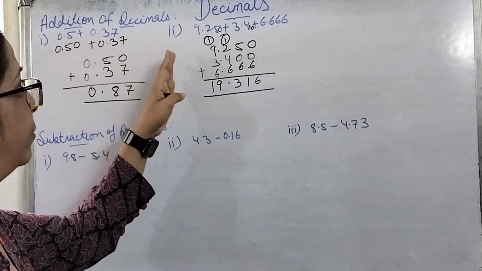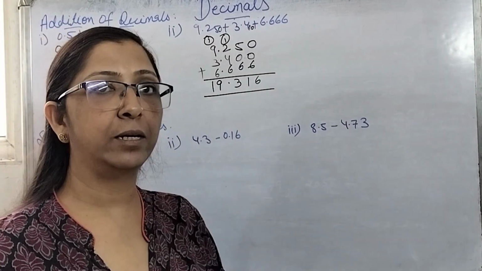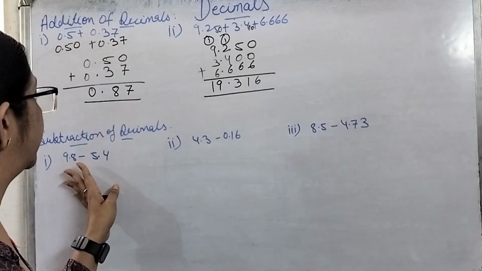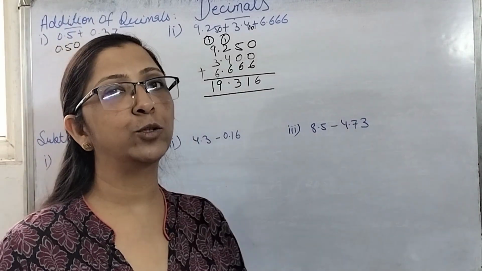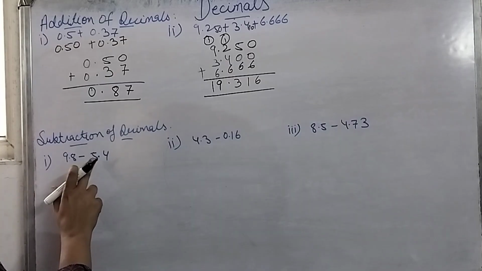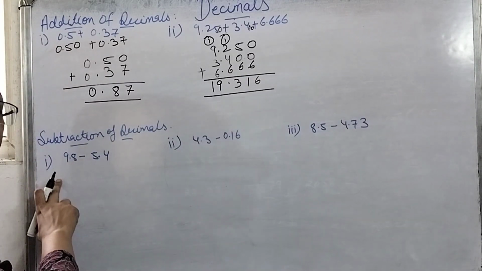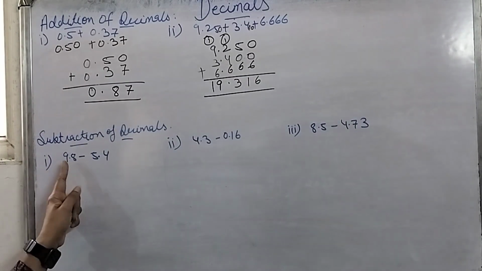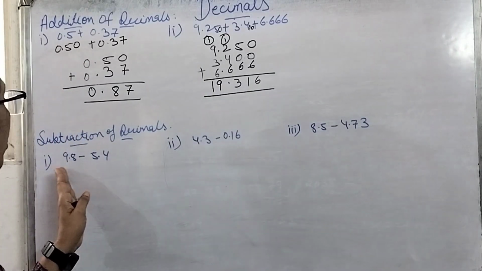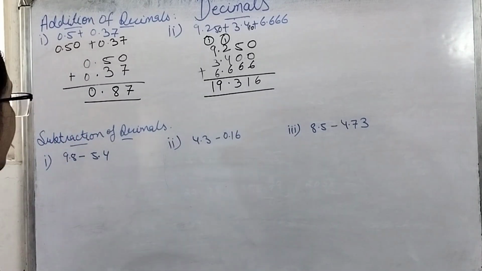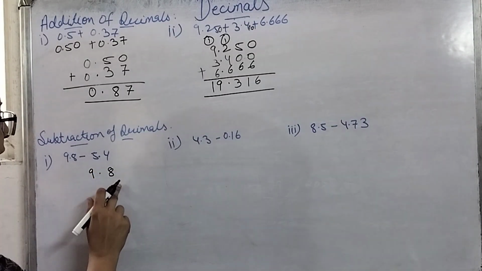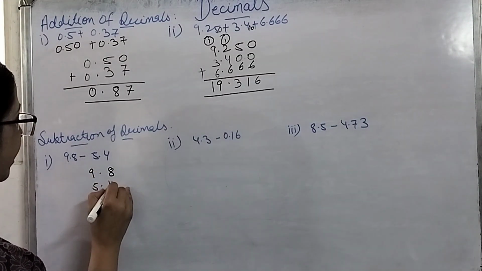Now let's understand how to subtract decimals. We will use the same concept as we did for addition. First, we will convert the numbers to be subtracted into like decimals. Over here we have to subtract 5.4 from 9.8. 9.8 has one decimal place, and 5.4 also has one decimal place. So they are already like decimals. Now we will arrange these numbers. We write 9.8, then we write 5.4.